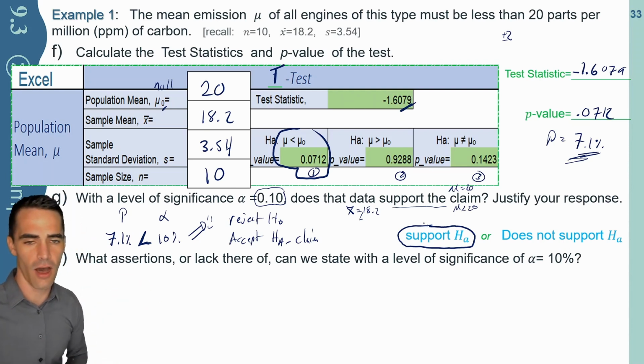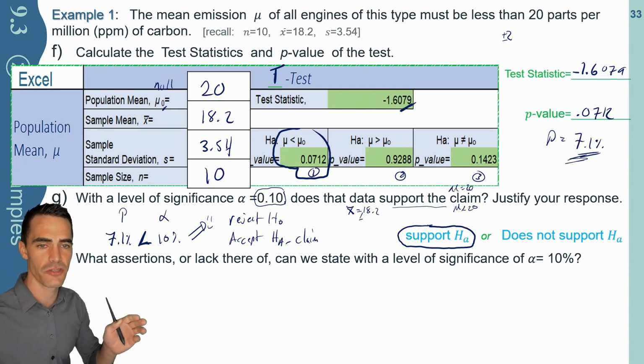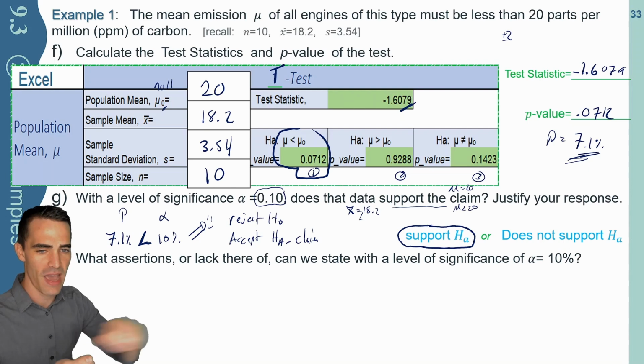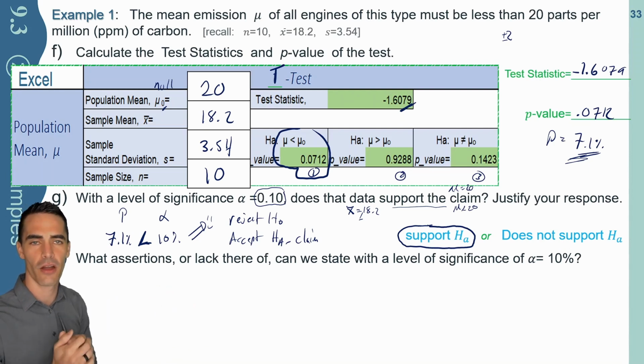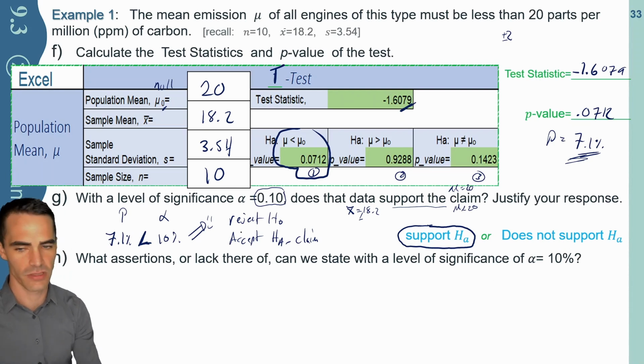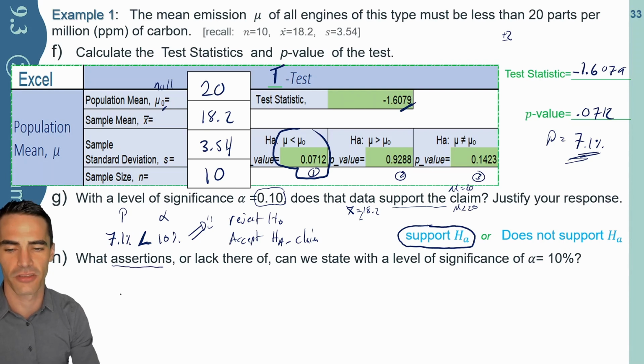Fantastic. Again, this is office parties all the way around. We're trying to produce this engine or manufacture it, and we've passed the first stage. We successfully are under that average. So then, what assertions or lack thereof can we state with a level of significance of 10%? Again, this is a happy statement. I get to make an assertion. It should look like this.